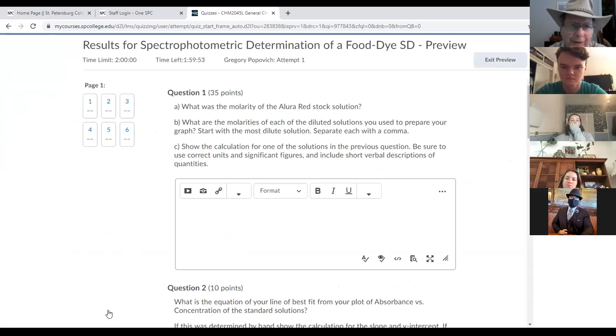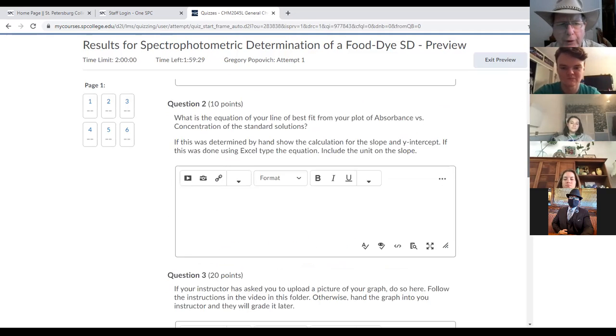Okay. Simple questions. As always, he likes to throw some gimmies to you. The molarity of the stock solution, just show me. These are the solutions that you're making to make the graph. You just have to show me what the four molarities are and show me the calculation of how you got one of them. 35 points.